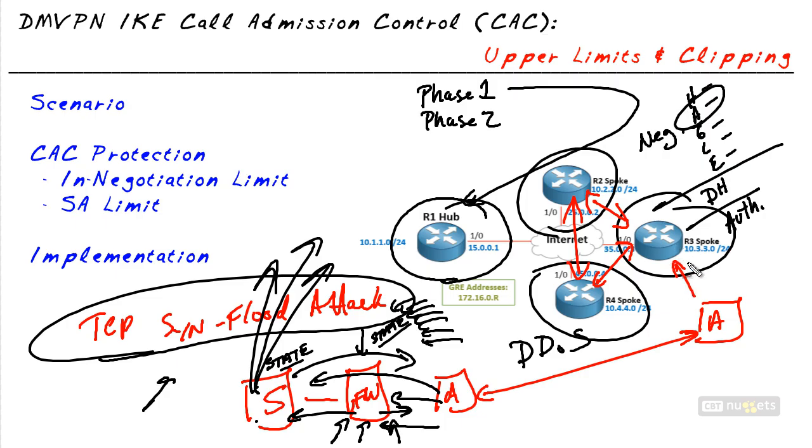The IKE phase 1 processing, the negotiation, and the Diffie-Hellman, that takes a whole bunch more effort than a single TCP session being established. So if the attacker can send in multiple IKE phase 1 requests to R3, or we have a botnet with thousands of devices, all trying to do an IKE phase 1 tunnel negotiation with R3, it's very possible that we could consume all the resources on that spoke.